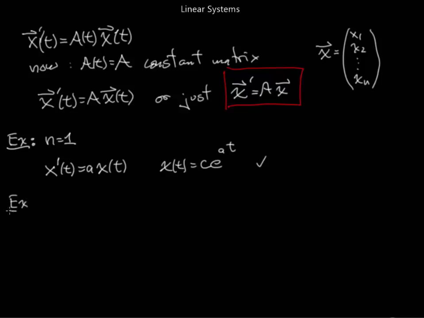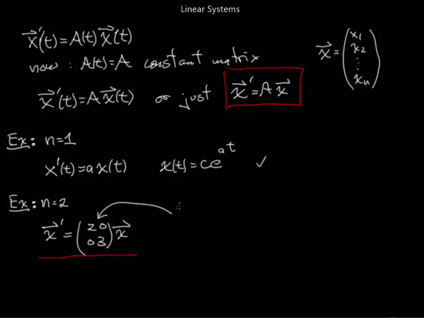Well, let's look at an almost equally simple example. Let's take n is equal to 2, and let's look at this equation: x prime is equal to the matrix with 2 and 3 on the diagonal, times x. This is a diagonal matrix, and this is called the diagonal system. And it's really easy to solve because it's not really a system in the following sense.